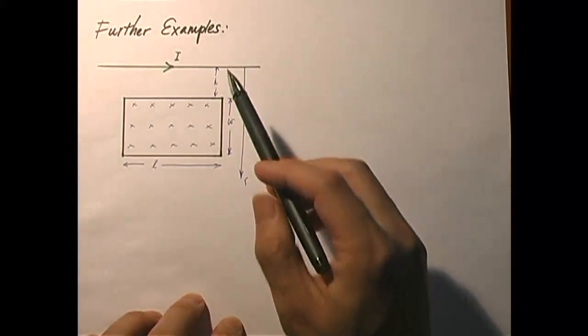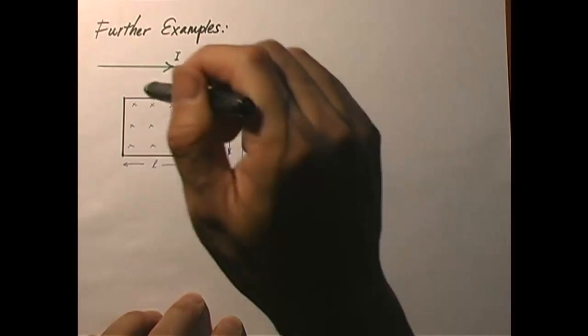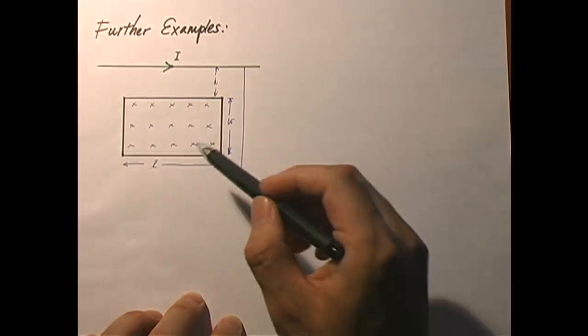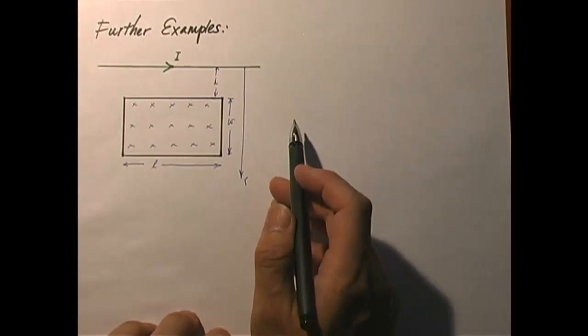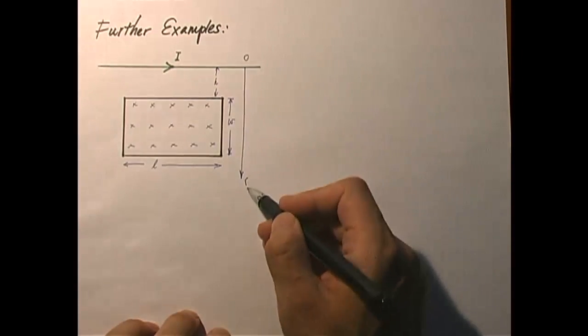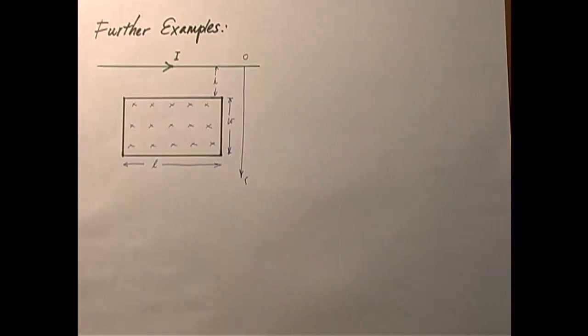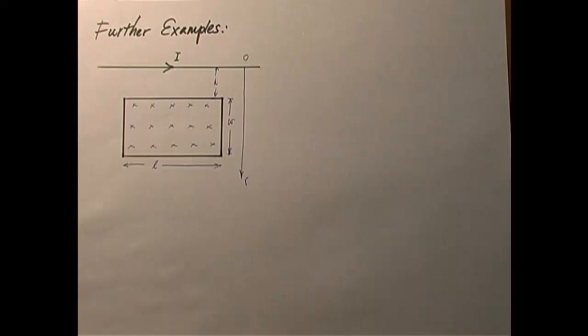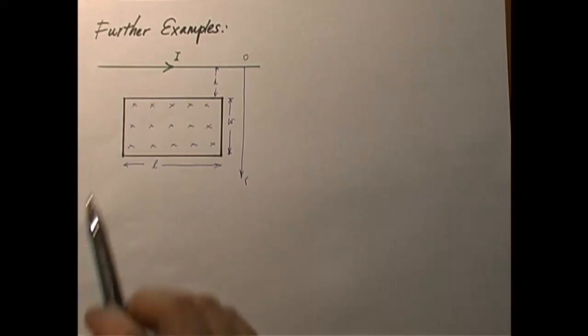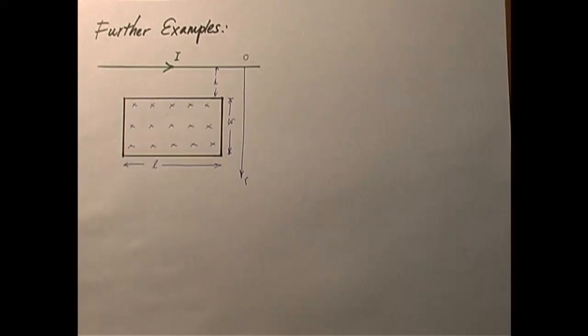Now, of course, the current produces a magnetic field. It produces a magnetic field which penetrates into the surface of the loop like this. And I choose a coordinate system R, pointing directly away from the current. What I want to know is, if the current changes over time at a certain rate, say dI/dt, as a result, what kind of EMF will be generated in this rectangular loop? That's what I want to know.